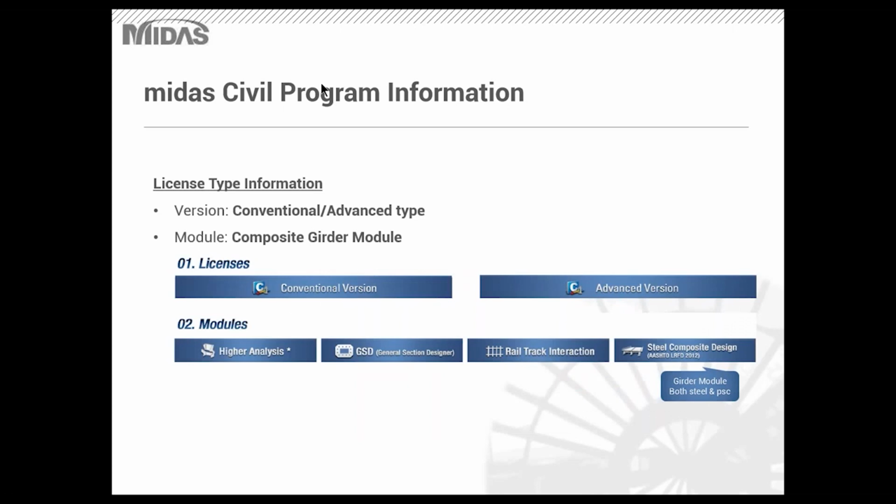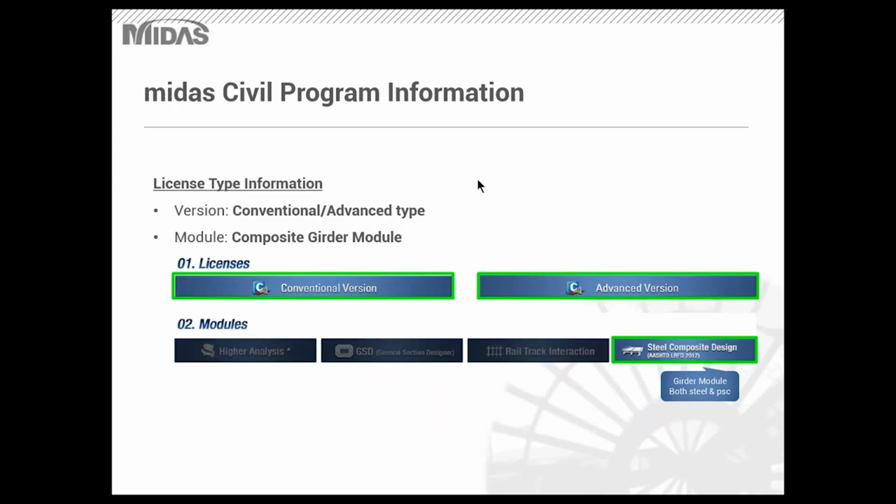And in terms of license, you will need either conventional or advanced. If you are working on a spliced girder construction, you will need the advanced version because only 10 stagings are supported for the conventional version. But besides that, for just the conventional PC composite application, the conventional version may be okay. But another component that you will definitely need is this steel composite design module, which will now be updated to the girder module, which includes both the steel and pre-stressed concrete portion.